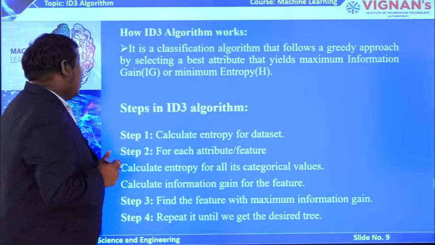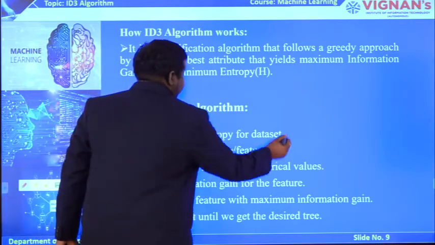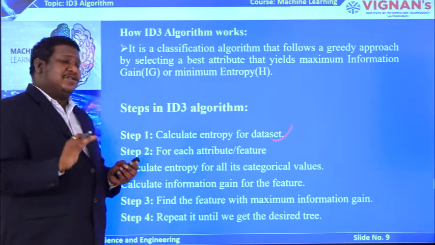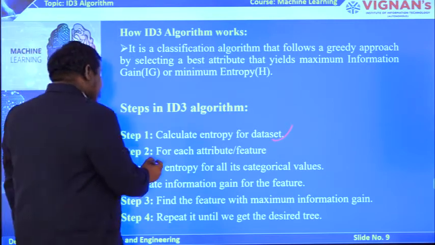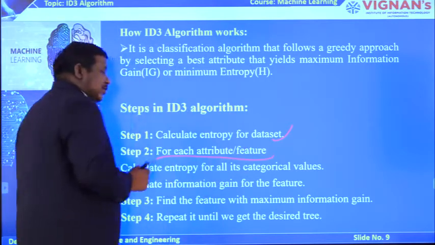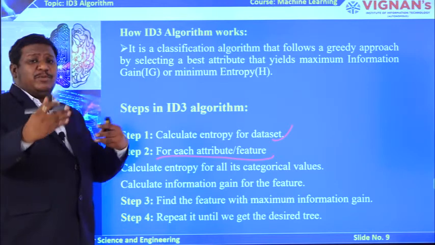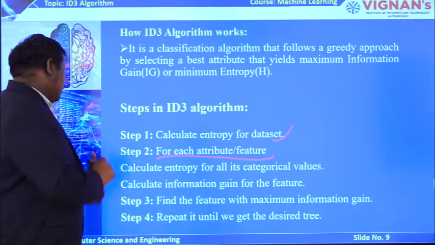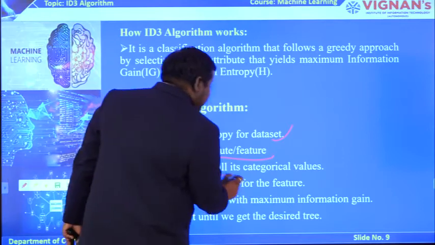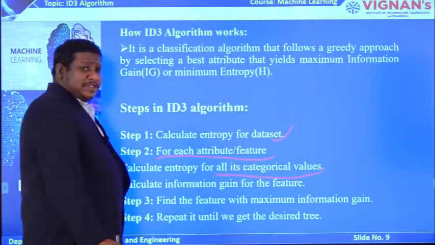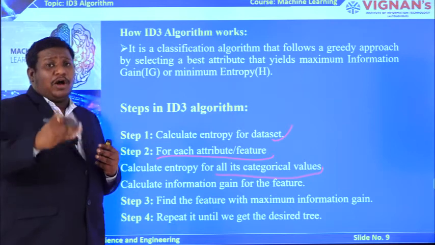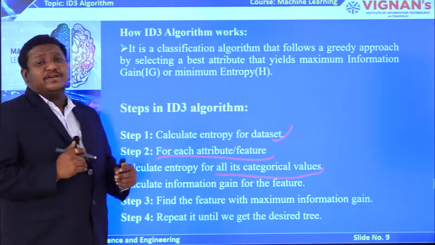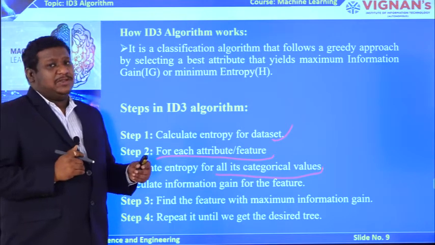Step 1: calculate the entropy for the data set. First you calculate the entropy value for the data set you have. Then for each attribute or feature, since the data set has many attributes, calculate the entropy for all its categorical values. So first calculate the entropy value for all the attributes in the data set, then calculate the information gain for all the features. Okay?